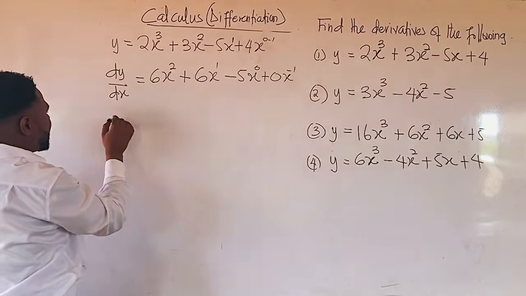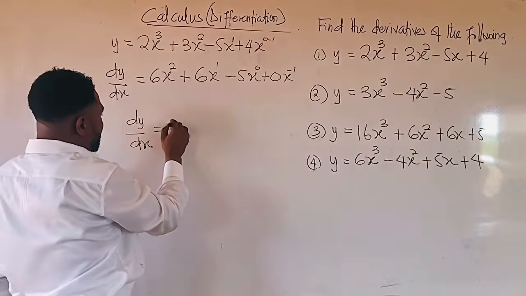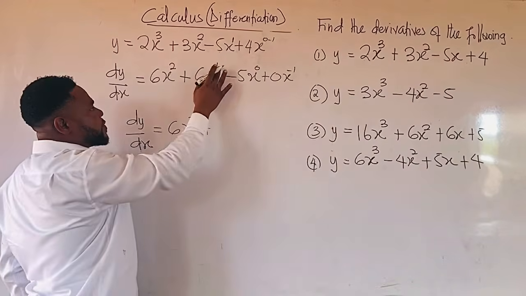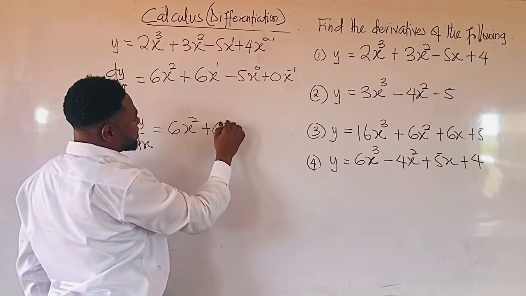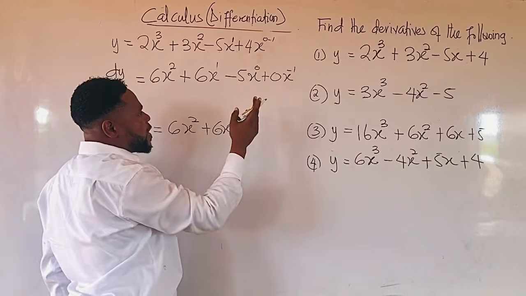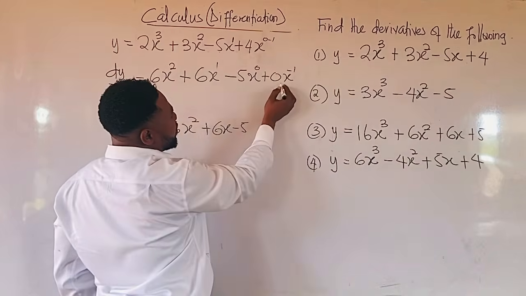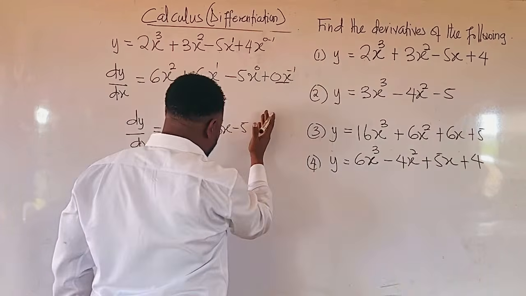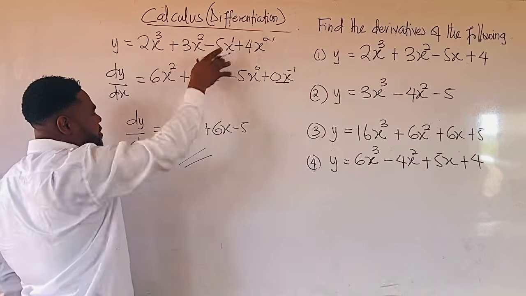Now, let us further simplify this. So we can say that dy over dx will be equal to 6x squared plus x raised to the power 1 will be x, and x times 6 will give us 6x. All right, now here x raised to the power 0 is 1, and 1 times minus 5 will give us what? Minus 5. And here we know that any number multiplying 0 is 0, so therefore we are not going to write anything here. So this is how we can differentiate this equation.